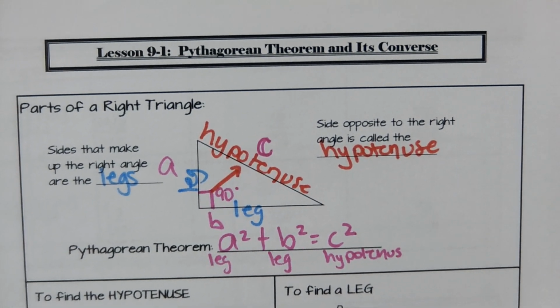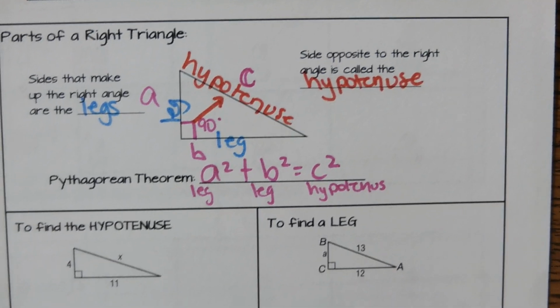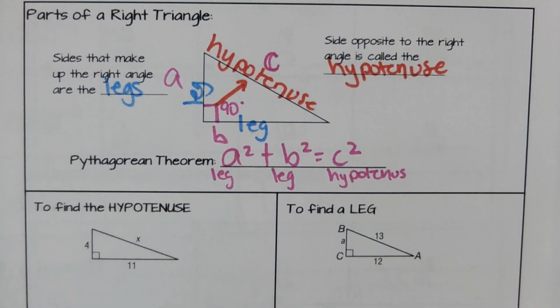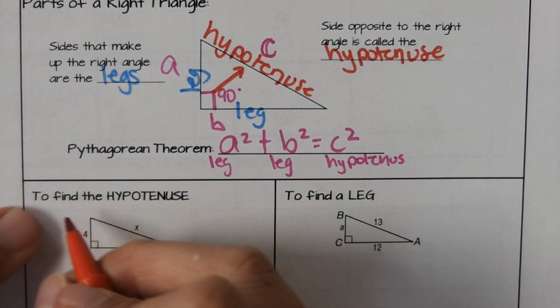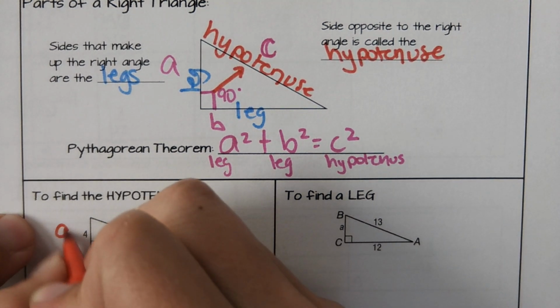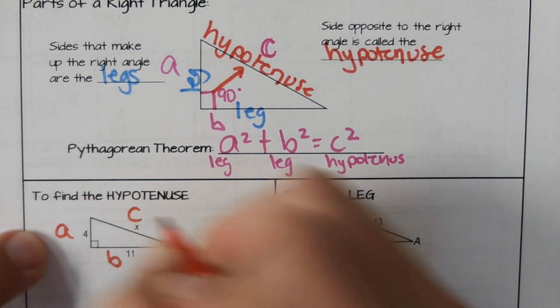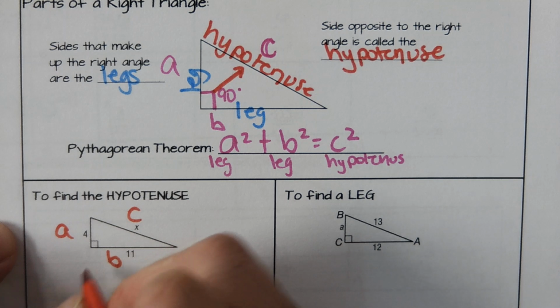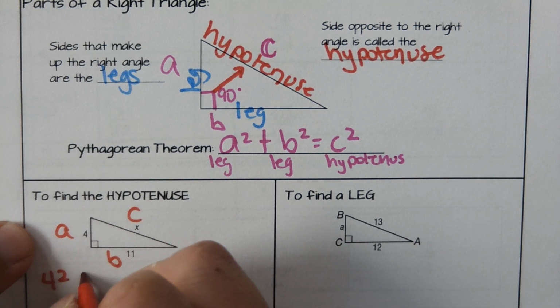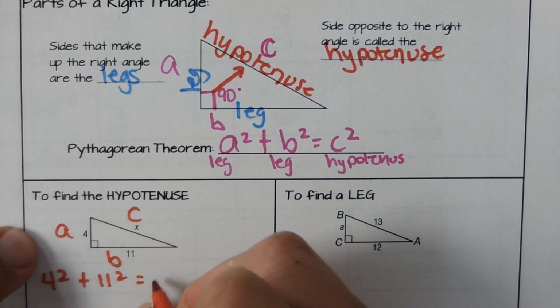Okay, so reviewing how to use this, again, if it seems easy, just let it be easy for now, because it's not always easy. It says find the hypotenuse, so we have our two legs, A and B, and then this would be C, and then we're going to use Pythagorean theorem. So it would be 4 squared plus 11 squared equals x squared.